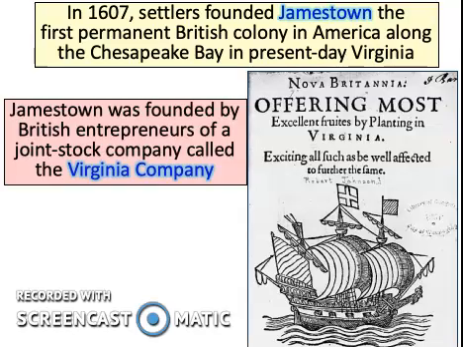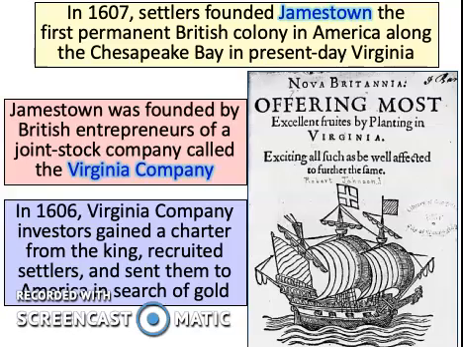Now, it all starts off in 1607, and it starts with the colony at Jamestown. Jamestown is the first permanent British colony in North America. It's settled along the Chesapeake Bay in present-day Virginia. It was settled by a bunch of entrepreneurs in a joint stock company called the Virginia Company. And we talked about joint stock companies and how important they were and how expensive these entire trips were. The Dutch and New Amsterdam had also been settled by a joint stock company.